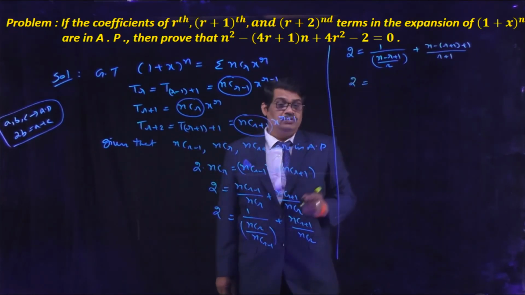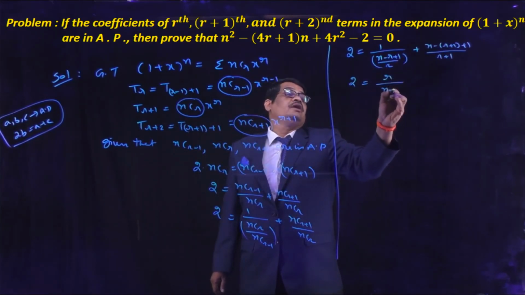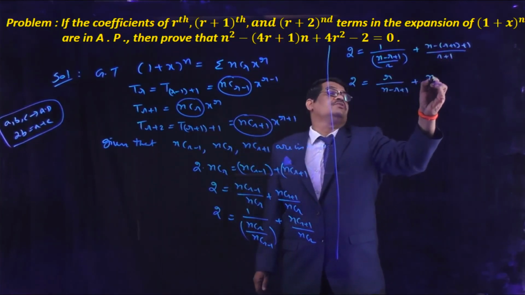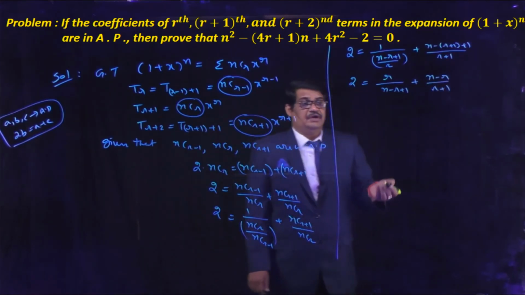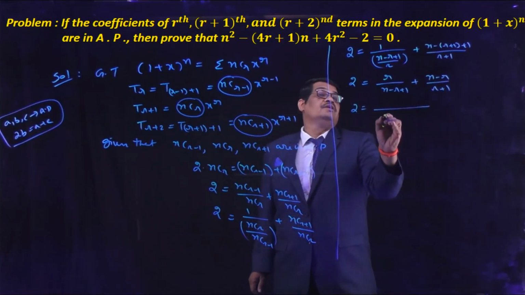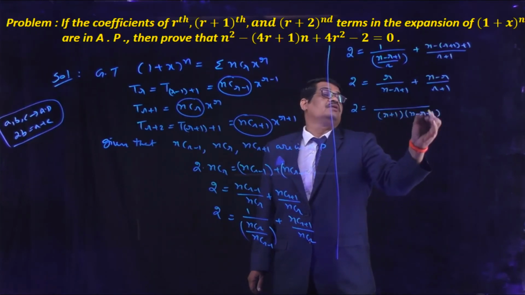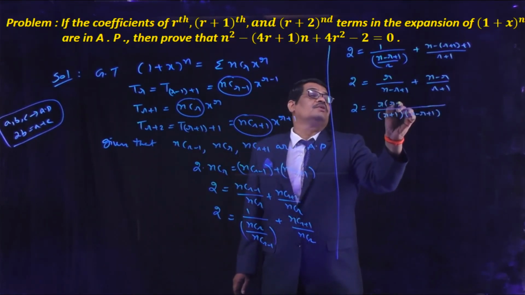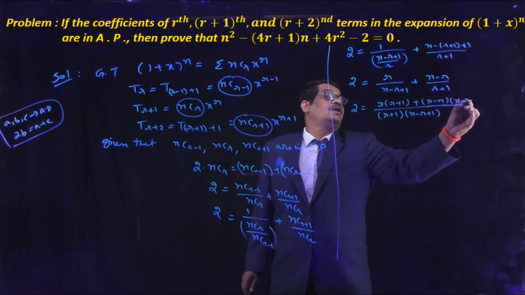Now 2 is equal to, here r is moving to the numerator, that is r by (n minus r plus 1), plus here minus 1 and plus 1 are cancelled. We are getting (n minus r) by (r plus 1). Okay, now we are writing the LCM on the RHS side. That is r plus 1 into (n minus r plus 1). Now we are multiplying r into (r plus 1) here, and (n minus r) into (n minus r plus 1).